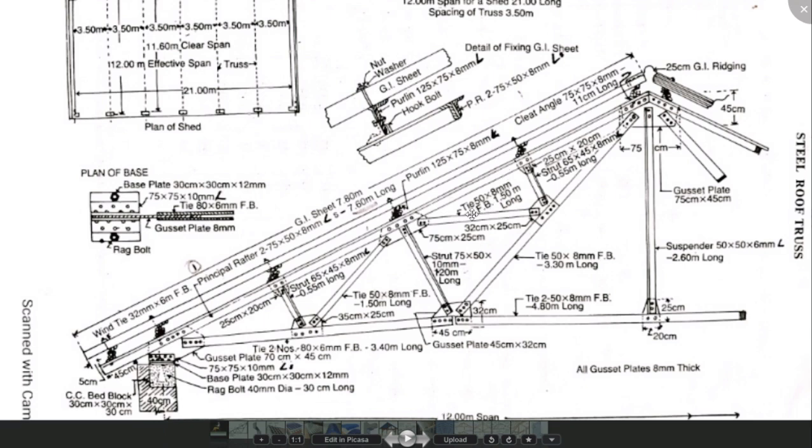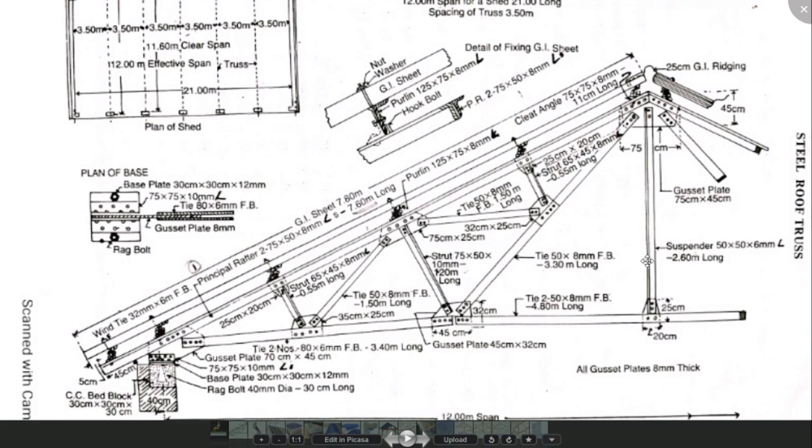Then these are the ties. This is the tie, this is the base tie, this is also a tie, and the one which is connected with the principal rafter and the ties is called a strut. So this one strut, this one strut. There are two struts. One is 75 by 75 by 10 mm, the other 65 by 45 by 8 mm. So two types of struts are there. And the gusset plates, you can see everywhere there are bolts and nuts, where there are connections actually.